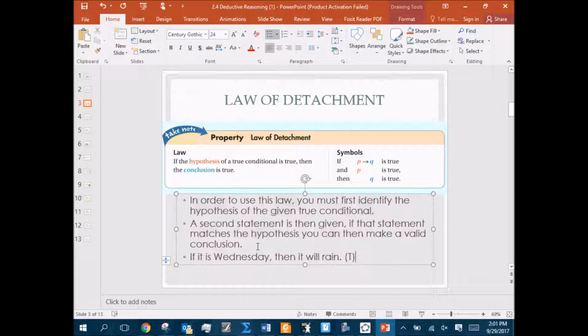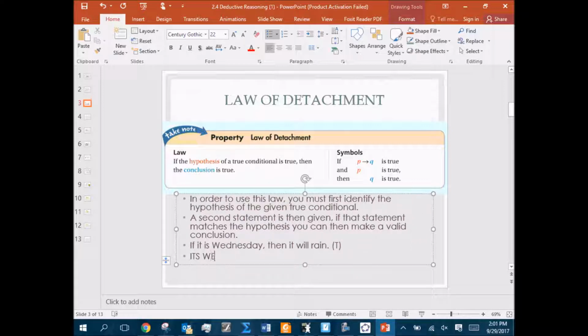Now, I give you an additional statement. I give you one more piece of information. And I tell you, today is Wednesday. The conditional was, if it is Wednesday, then it will rain. And now I tell you, today is Wednesday. What conclusion can you make? It's going to rain. Or it will rain. Yes. Okay? Does that make sense? Is that pretty easy?